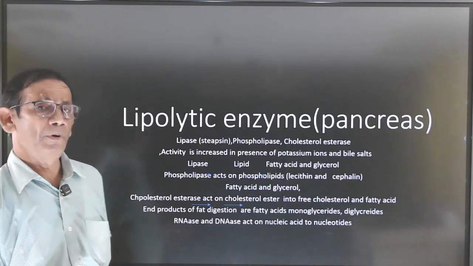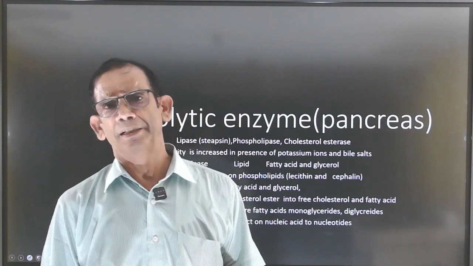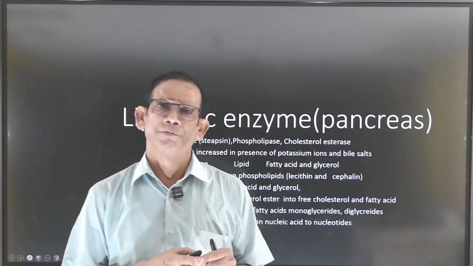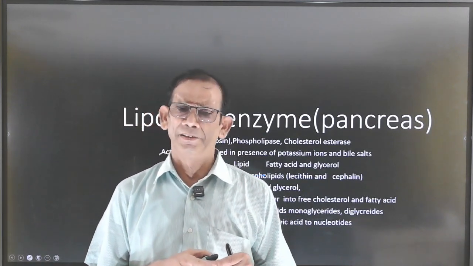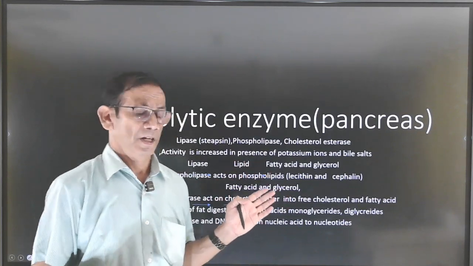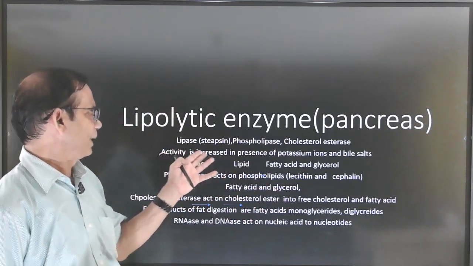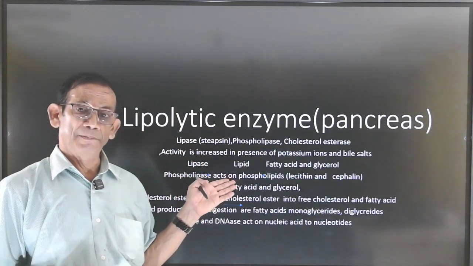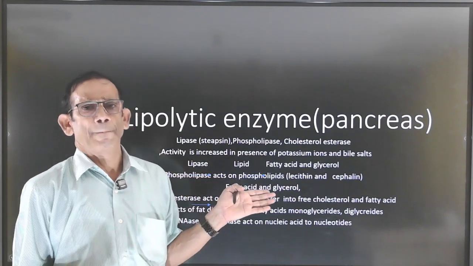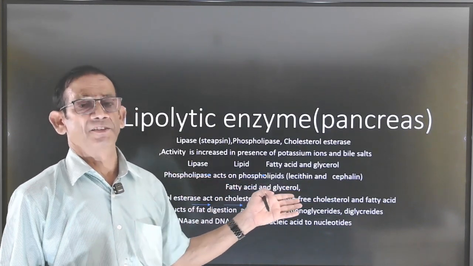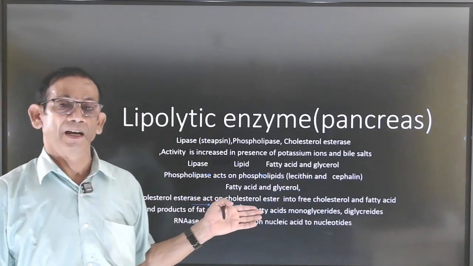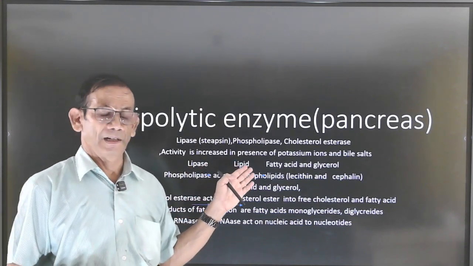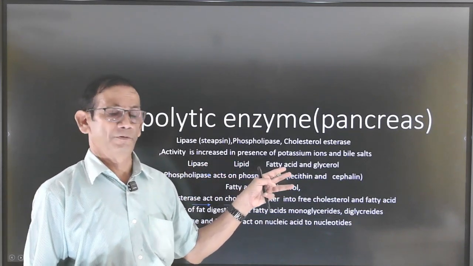Now lipolytic enzyme. What do you mean by lipolytic enzyme? Lipolytic enzymes are the enzymes which act particularly on fat bodies. In the case of pancreatic juice, lipolytic enzymes are collectively called steapsin. So lipolytic enzymes include lipase, phospholipase, and cholesterol esterase. The activity of the lipolytic enzyme is greater due to the presence of bile secretion. Bile helps increase the activity of lipase. So lipase acts on lipids and converts them into fatty acid and glycerol.